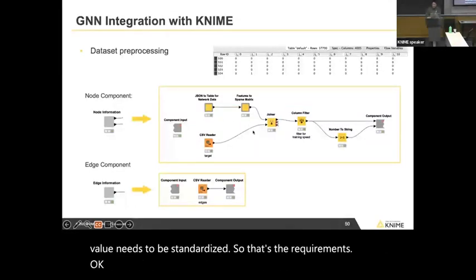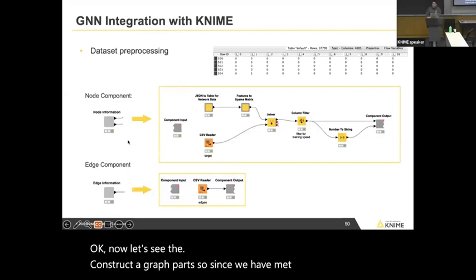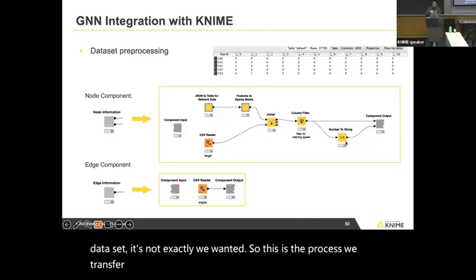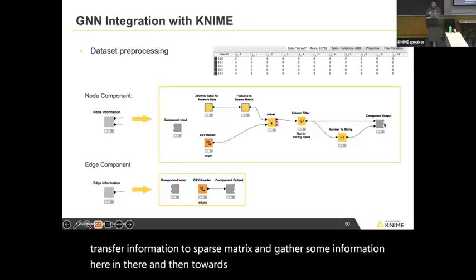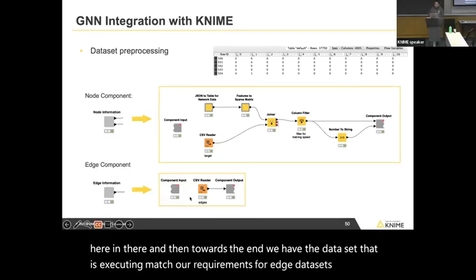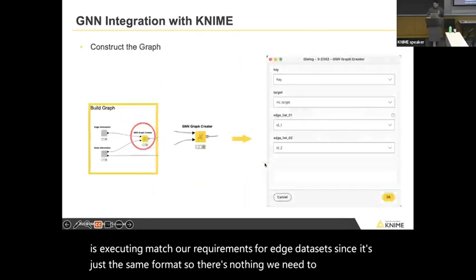Okay, now let's see the constructed graph parts. Since we mentioned the nodes data set, it's not exactly what we wanted. So this is the process where we transfer information to a sparse matrix and gather some information here and there. And then towards the end, we have the data set that exactly matches our requirements. For the edge data set, since it's already in the same format, there's nothing we need to do about it.